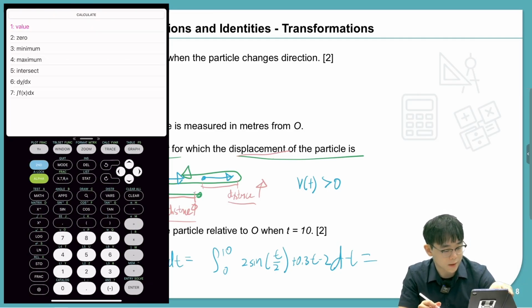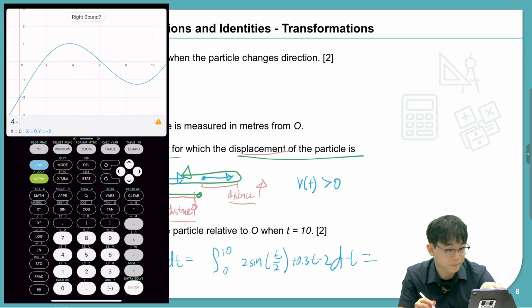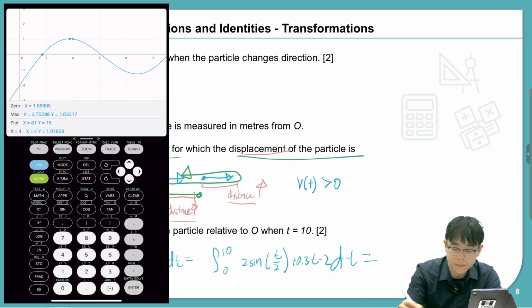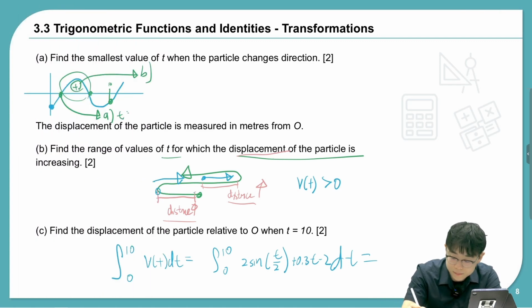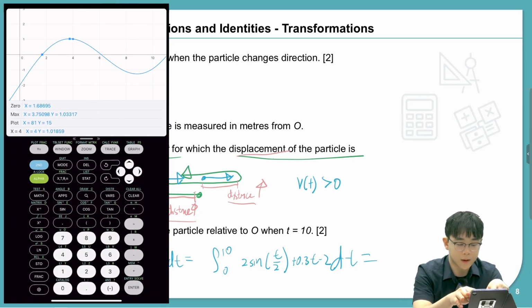So let's first get the 0. So left bound 0, right bound 4. So it seems that our time is around 1.69 seconds. Yeah, 1.69 seconds when the velocity is going from left to right. For part B, we want to find the other 0.